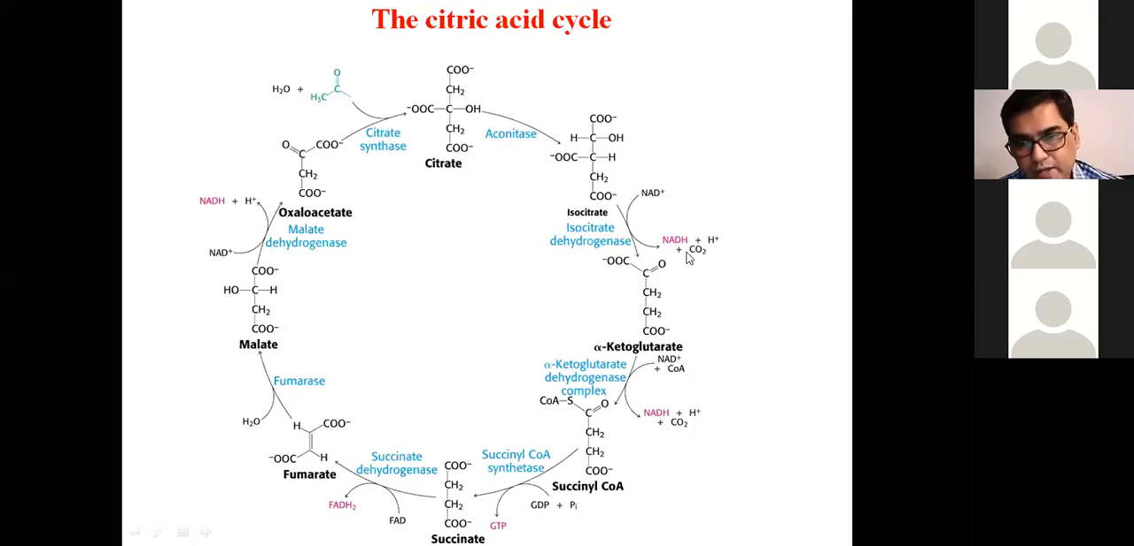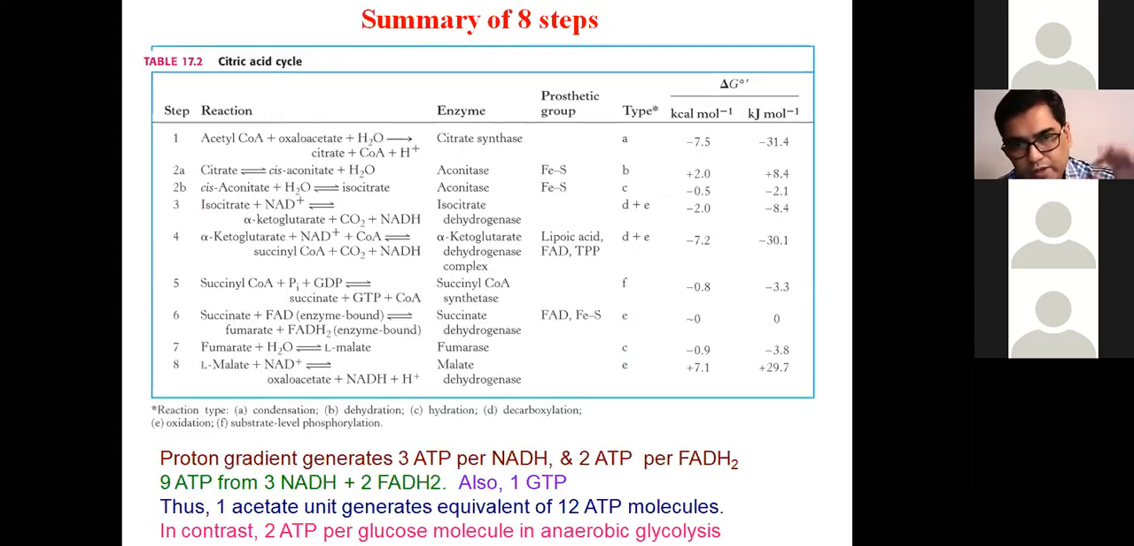So how many NADH? 1, 2, and 3. How many FADH2? Only one FADH2 over here. And how many carbon dioxide? 2 carbon dioxide and 1 GTP, right? So this is the overview of the Krebs cycle.